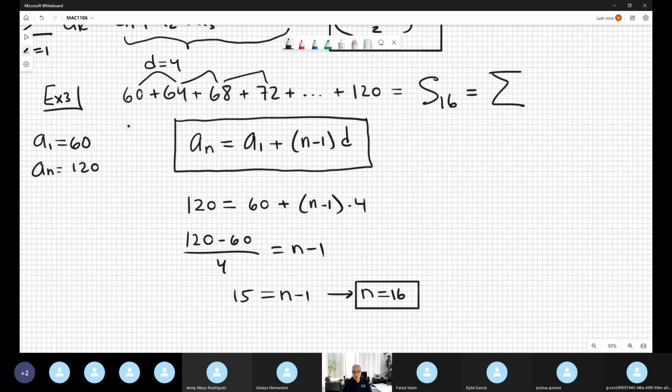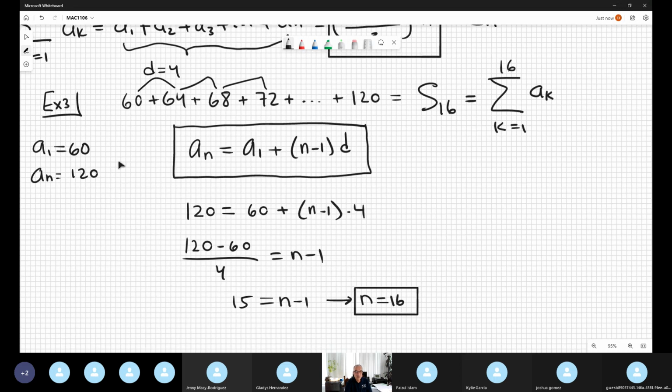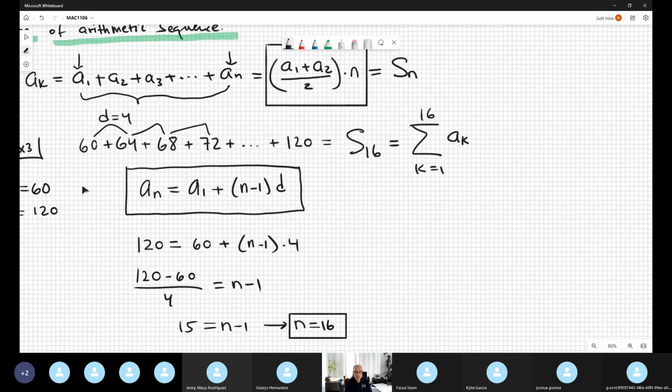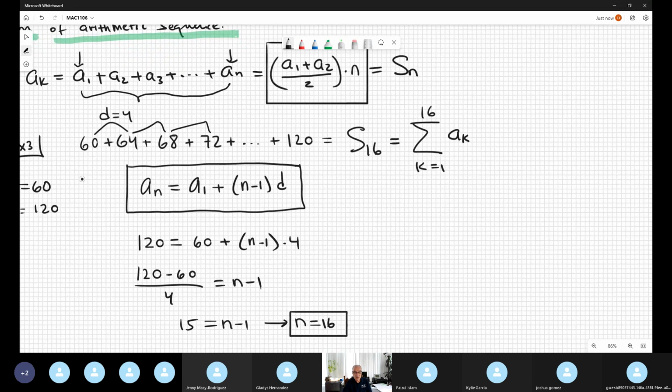Another possibility is summation notation, from k equals 1 to 16 of an expression that I don't know exactly, but I want to find a1. But using this, I use my specific formula. That formula, parentheses: 60 plus 120, divided by 2, multiplication by 16. End of the story. So 180 divided by 2 is 90, times 16 is 1440.